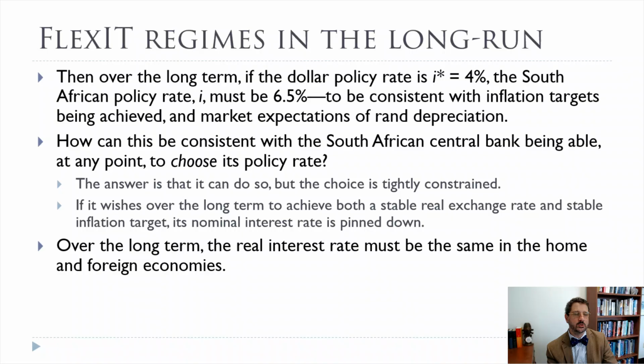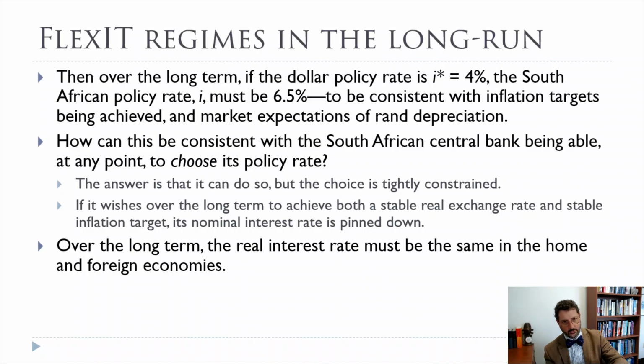But that kind of goes against what we were calling Flexit regimes, right? Because we're saying flexible exchange rate regimes with inflation targeting have monetary policy, as opposed to, say, fixed exchange rate regimes. And so is South Africa actually able to choose its interest rate? And the answer is yes and no, right? So yes, they can choose their interest rate, but it could be constrained, especially over the long run, right?